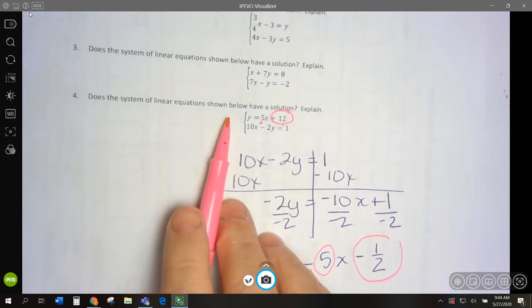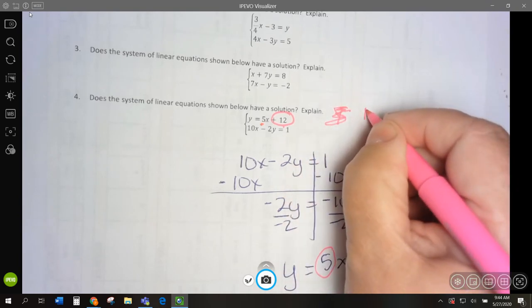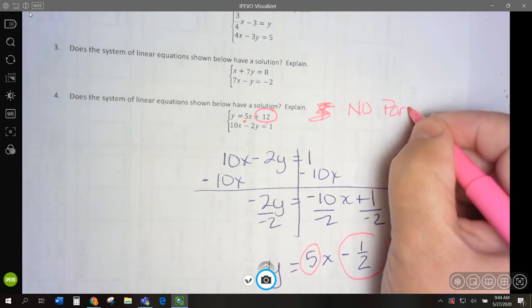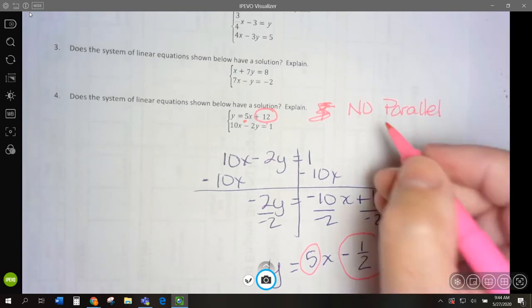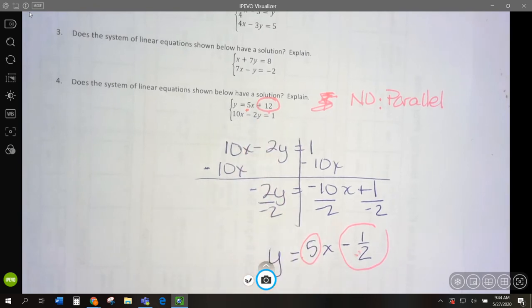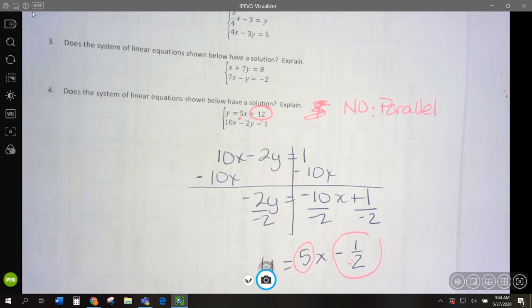So is this going to have a solution? No, it's not, because the lines are parallel. We know they're parallel because they have the same slope but different y-intercepts. They'll never cross, therefore there's no solution.